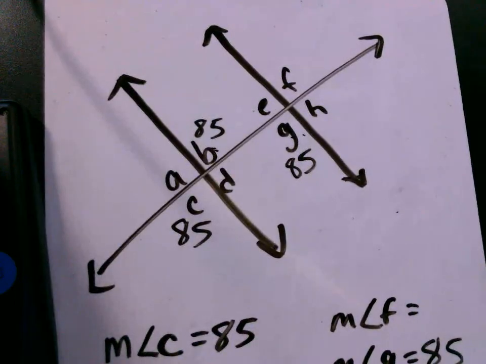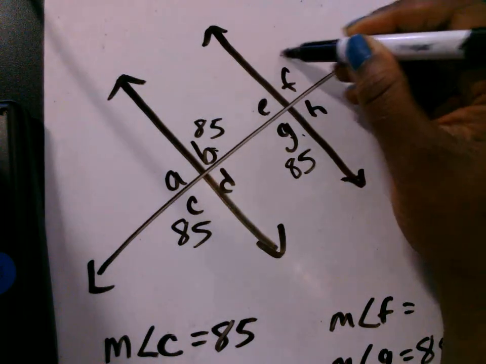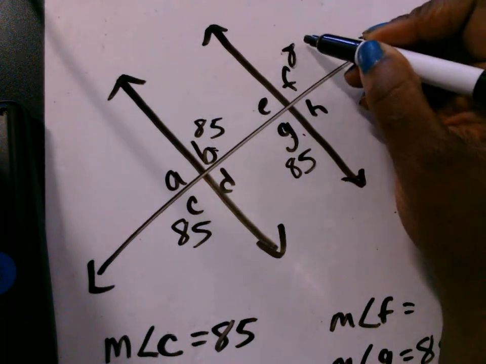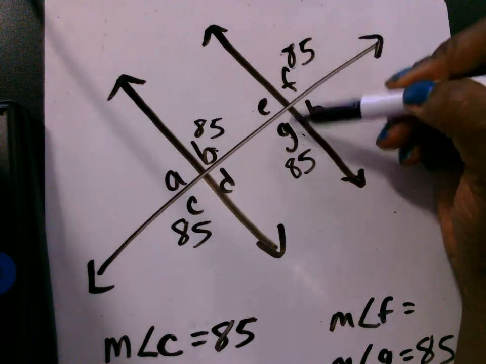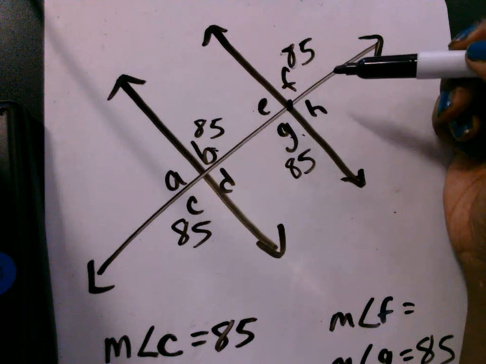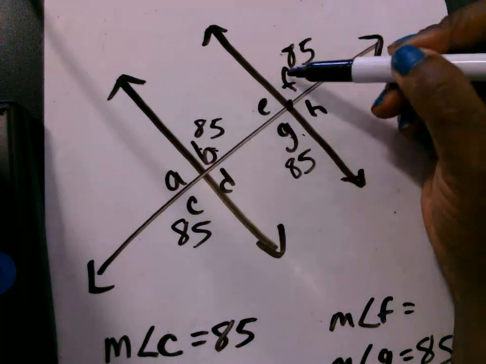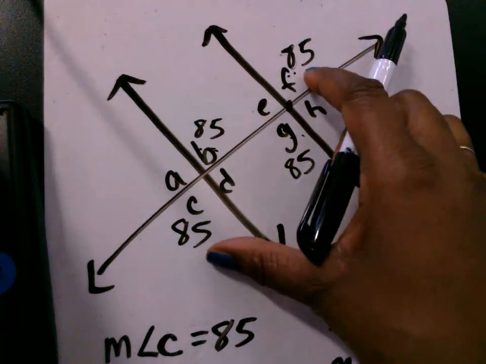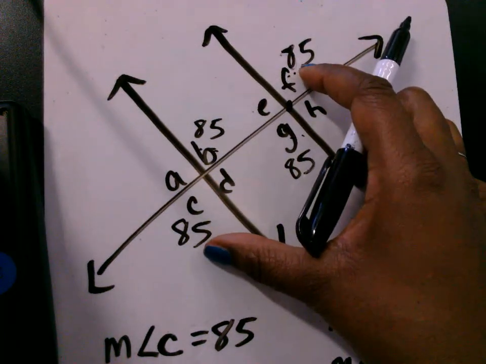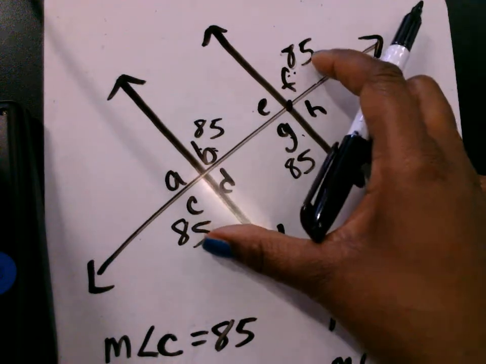What else is 85? F. Now we've done F. F and G. How do you know F is 85 also? It's vertical. What else? It corresponds to B. And what else? What is the relationship between F and C? Alternate exterior. Very good.